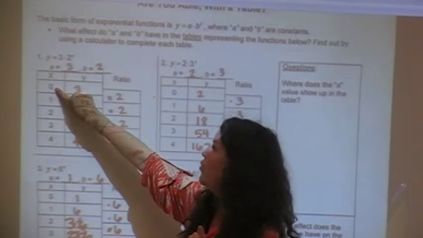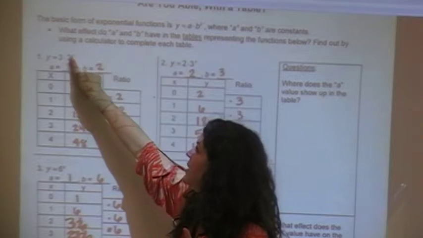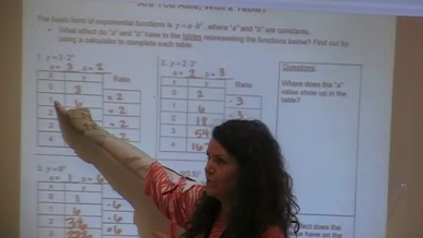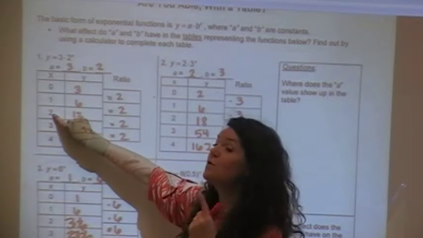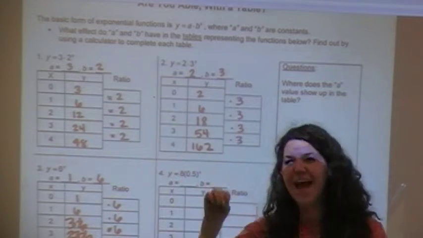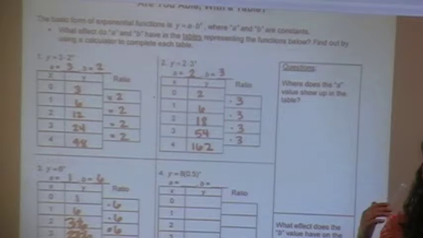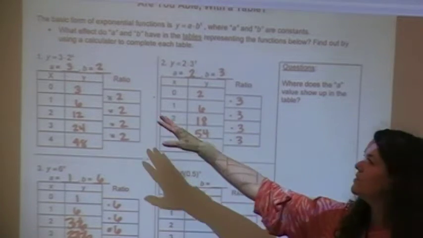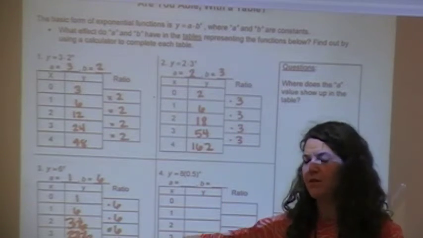Anything to the 0 power is 1. Then I multiply by 3. 2 to the 1, that's 2 times 3. 2 squared would be 4. 4 times 3 is 12. So you have to do the exponent part first. That's why, even though these look like they might be the same, they're not.